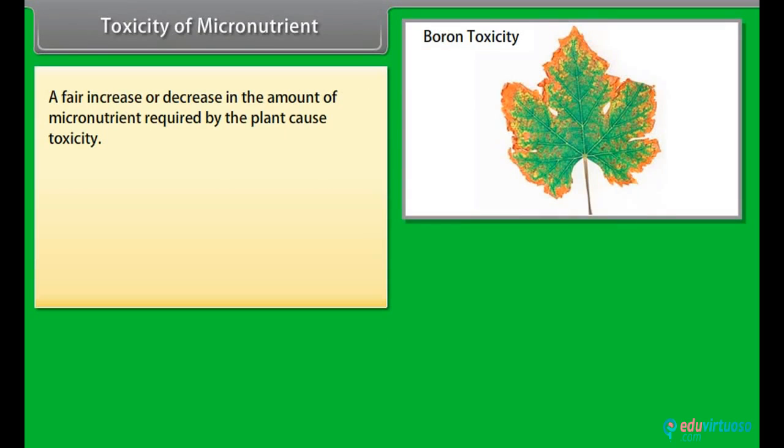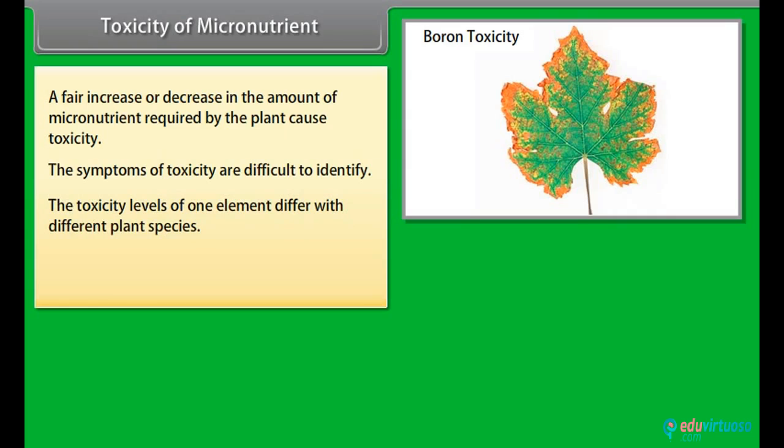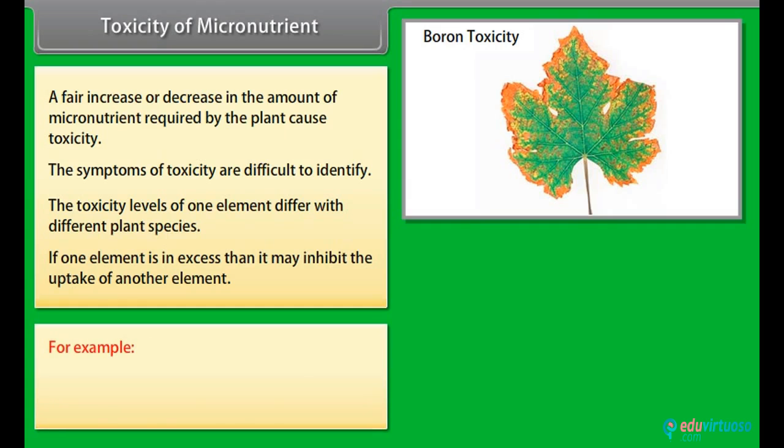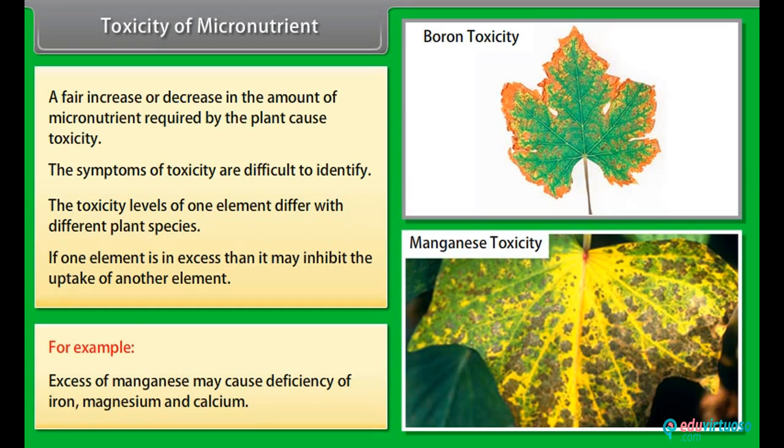Toxicity of micronutrients. A fair increase or decrease in the amount of micronutrient required by the plant causes toxicity. The symptoms of toxicity are difficult to identify. The toxicity levels of one element differ with different plant species. If one element is in excess, then it may inhibit the uptake of another element. For example, excess of manganese may cause deficiency of iron, magnesium and calcium.